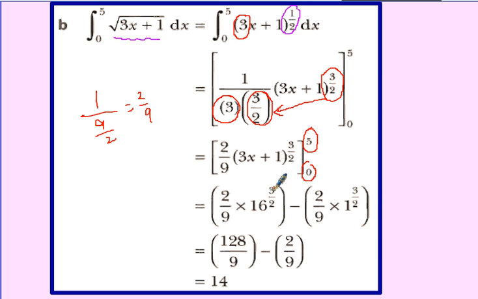So substitute the value. So 3x plus 1. So you write 3 into 5, 3 into 5 plus 1. So it becomes 15 plus 1, 16. So that way we got 16. So 16 raised to 3 upon 2, and then you can simplify it. You will get your answer.